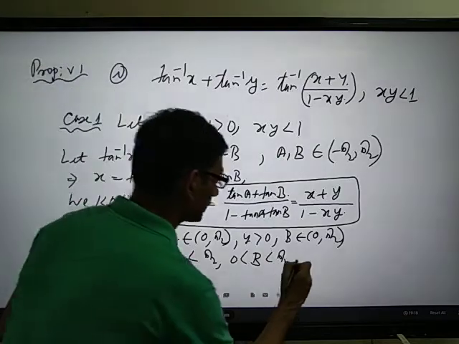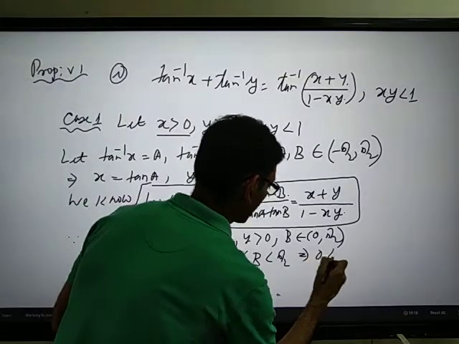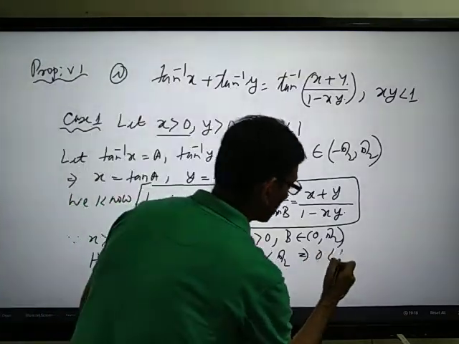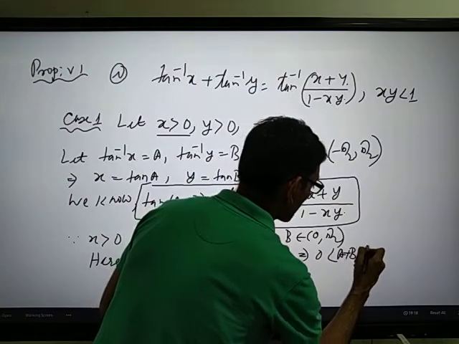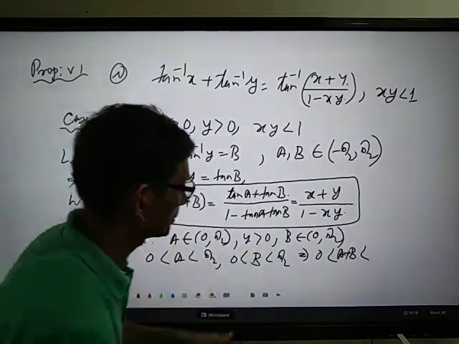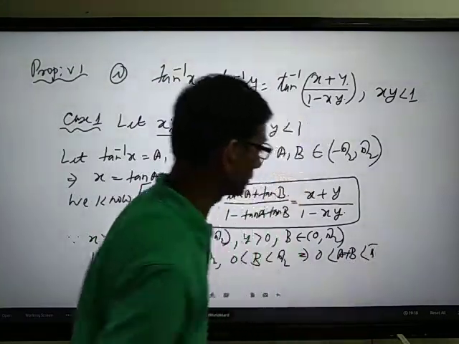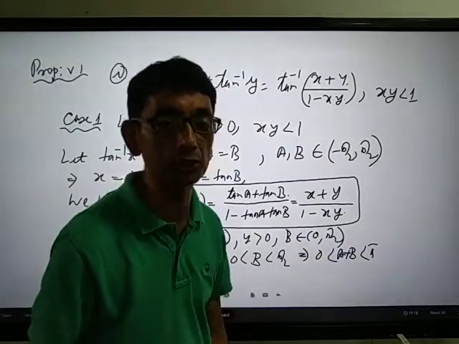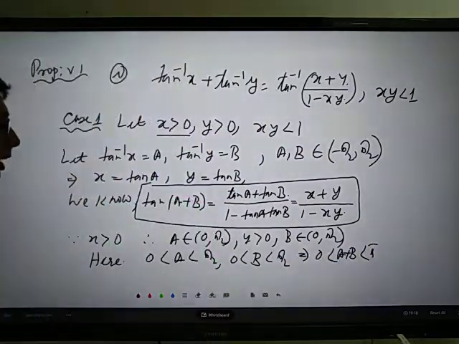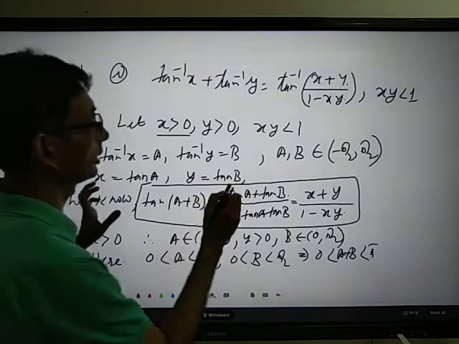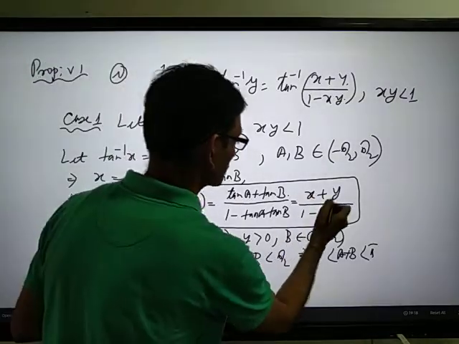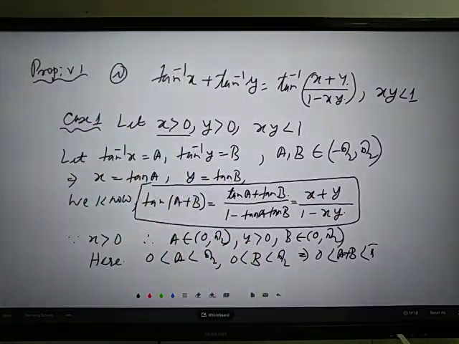Done. So if we add this, a plus b, and pi by 2 plus pi by 2, it's pi. So a plus b lies between 0 to pi. Now, see the sign of this value, x plus y divided by 1 minus xy. Let us see the sign.